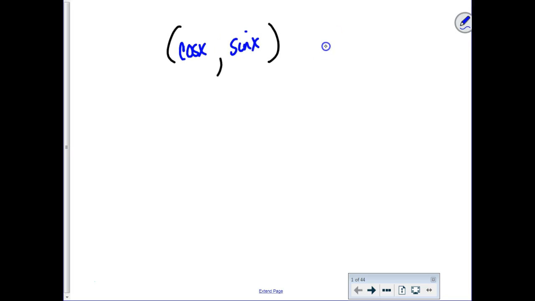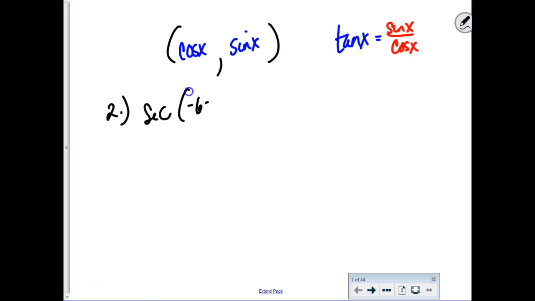Very good. So if you happen to need tangent, just real quick, remind me, how do you find tangent? Yes, it's y over x, or you can think of it as sine over cosine. And therefore cotangent would be the reciprocal of that. So keep all those in mind. And let's take a look at maybe number 2. So number 2 says, evaluate the secant at negative 60 degrees.